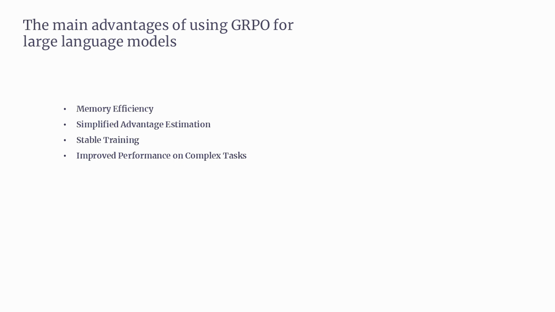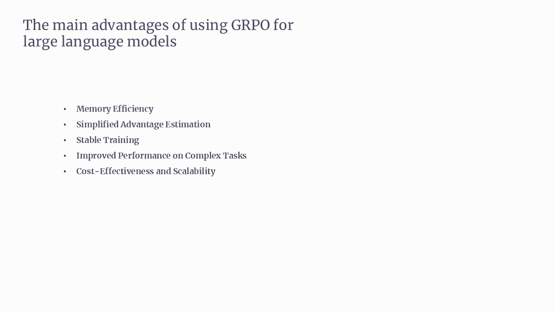The fourth, improve performance on complex tasks, enhanced reasoning capabilities. GRPO has been shown to improve model performance on tasks that require complex reasoning, such as solving mathematical problems or understanding code. For example, models like DeepSeek R1 have achieved significant improvements on benchmarks like math when trained using GRPO. This demonstrates that GRPO can help language models handle more intricate and demanding tasks effectively.